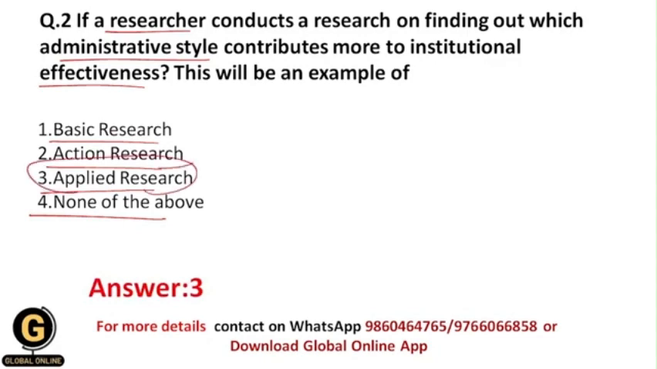So why not action research? Because students, as I have told you, action research is mostly applicable in the field of teaching and learning processes. But here we are not doing anything relevant to teaching and learning processes. Here we are going to find out which administrative style contributes more to institutional effectiveness. So basically we are going to find out about different administrative styles, and then subsequently we are going to check how much effect it has on institutional effectiveness. So here we are going to implement an applied research, not an action research.